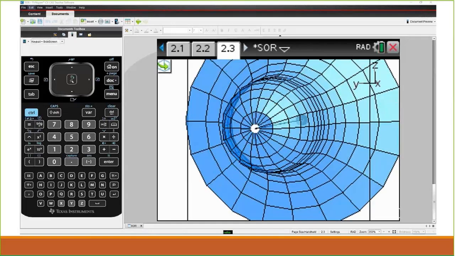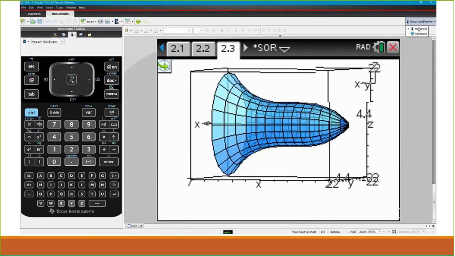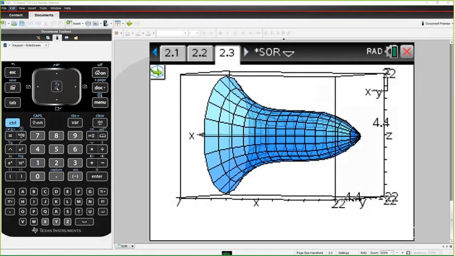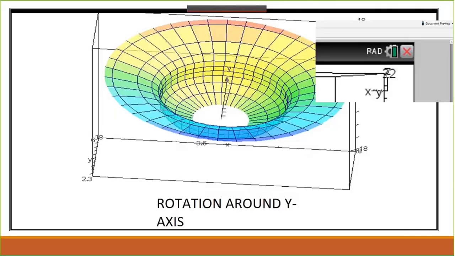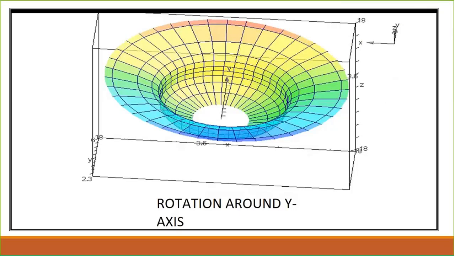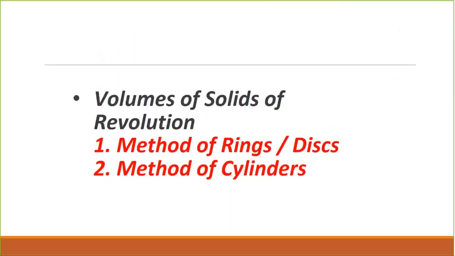So that's the video file there. That's rotating the same shape about the y-axis. So all I have done is, the parameter u, I've now gone and put in the x-plane. Okay. Volumes of solids of revolution using the ring or the disk method.